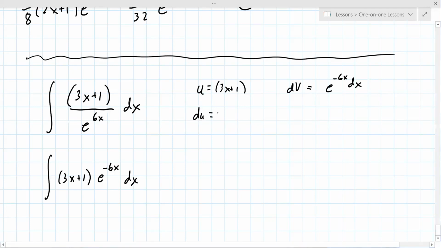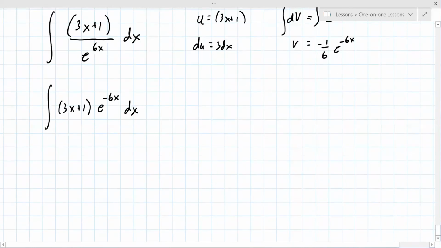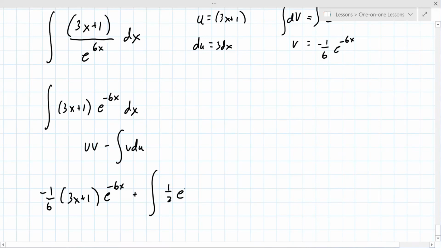I'm just going to start writing a few more things, and you can let me know if any of this is unclear. So your UV minus integral V du. This is kind of the big step here. That's the simplified UV minus integral V du for this integration. I'm almost done with it.